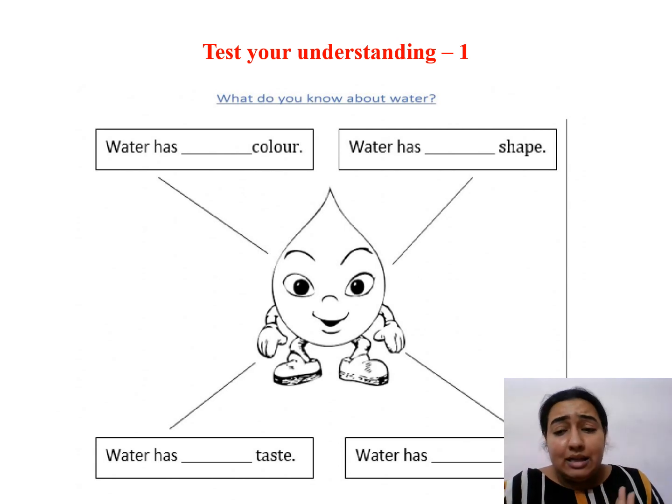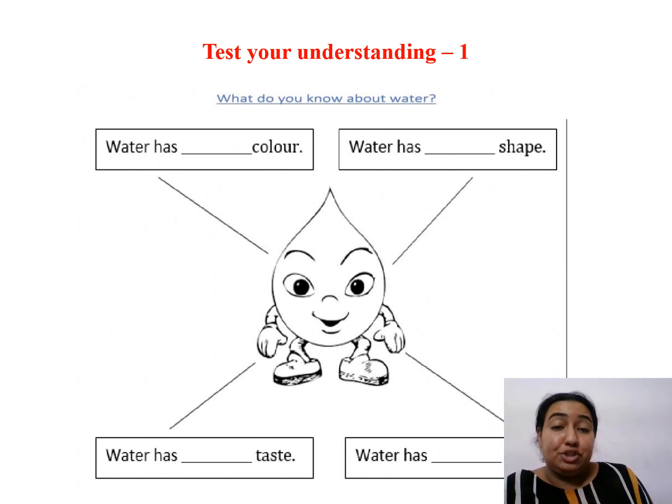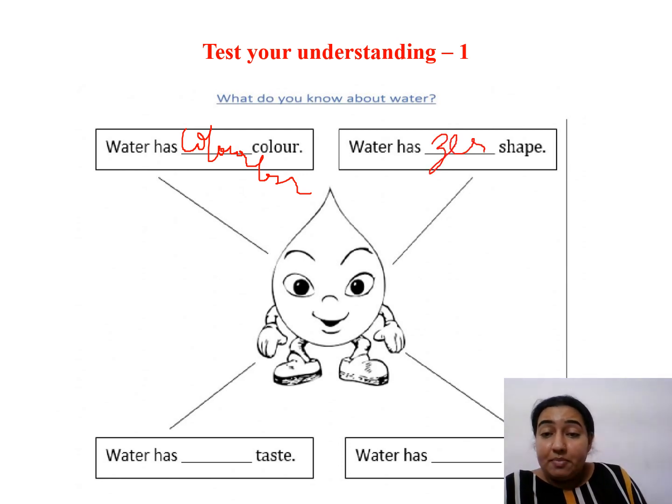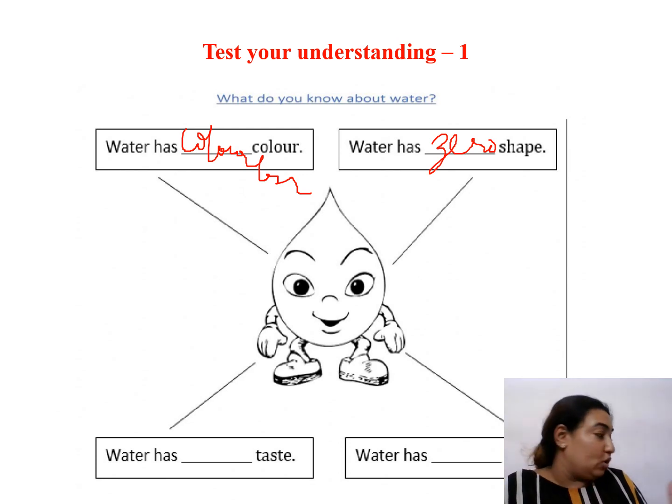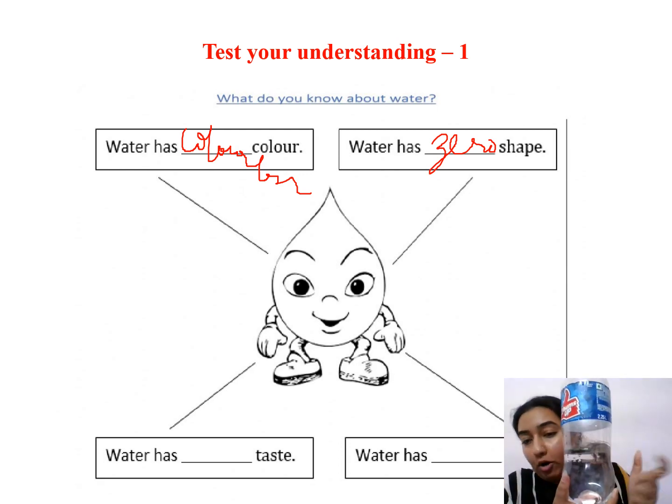Now, there's a live activity worksheet for all of you. I need you to pause this video for 30 seconds and attempt this live worksheet. Fine. Water has dash color. Does it have red color? Is it black? Is it white? It is colorless, right? We discussed before also. Now, water has dash shape. It has zero shape. In whatever vessel you keep the water, it will take that shape. For example, I am having water in this bottle.